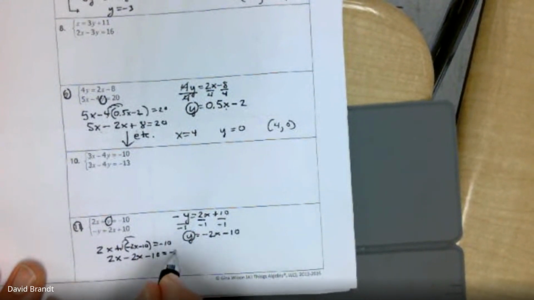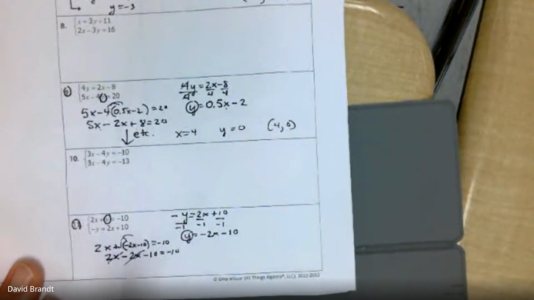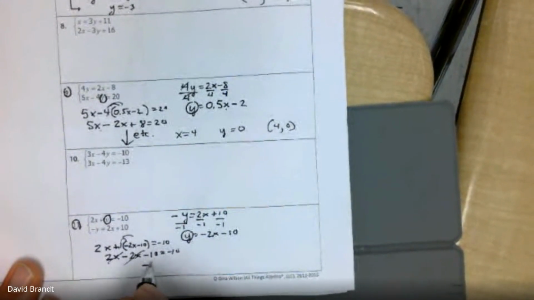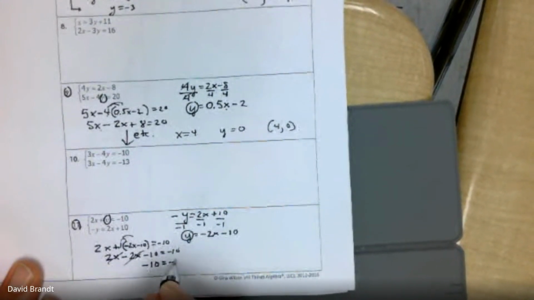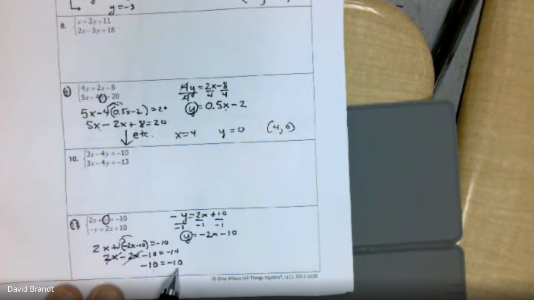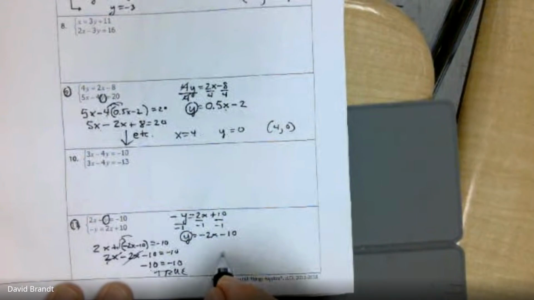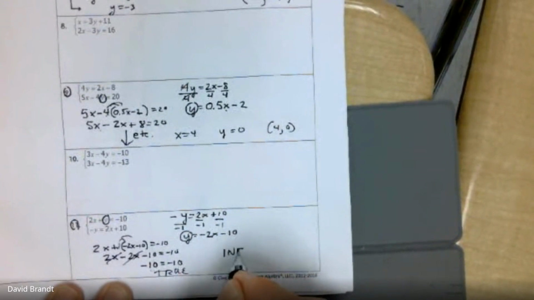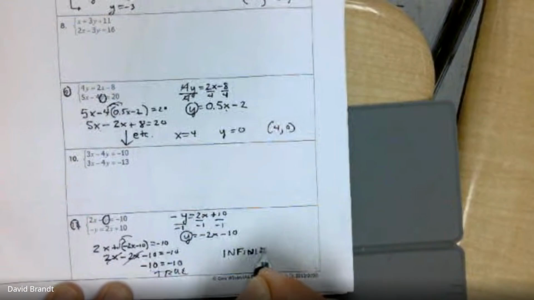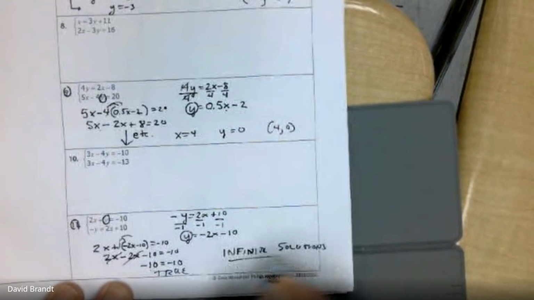Uh-oh. What happened? The variables canceled. There are no variables left. All right. Look at what's left. There's no variables now. We did that in another video. Look at that. Is that a true statement or a false statement? Is negative 10 equal to negative 10? That is a true statement. And what do you write down when it's a true statement? You write down infinite solutions. Infinite solutions.